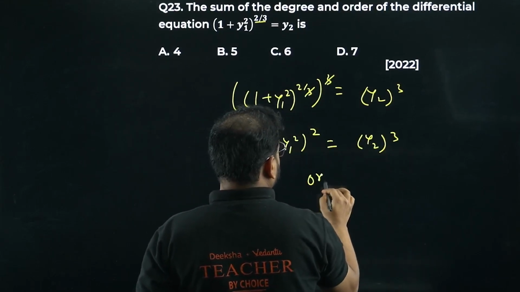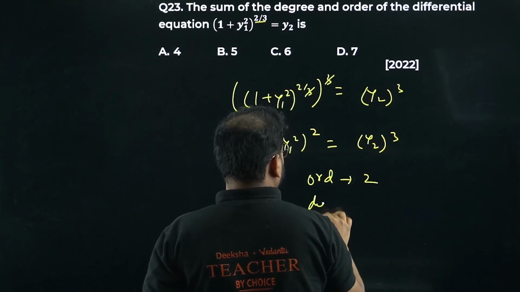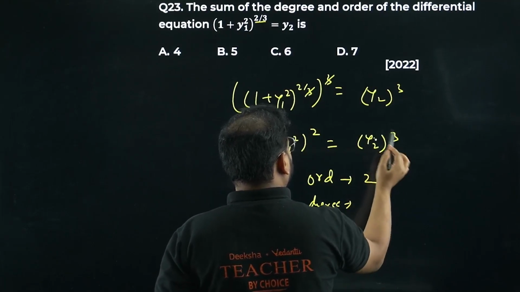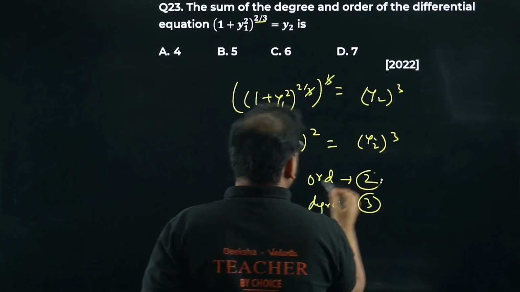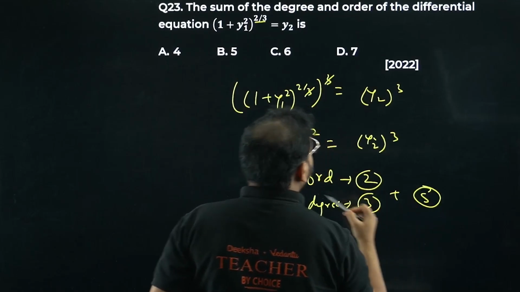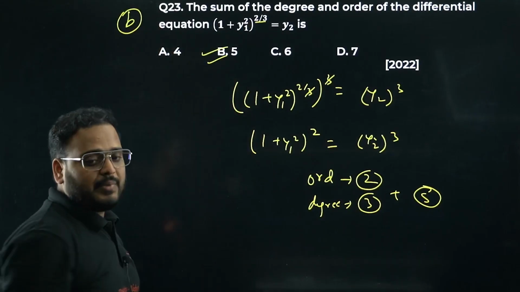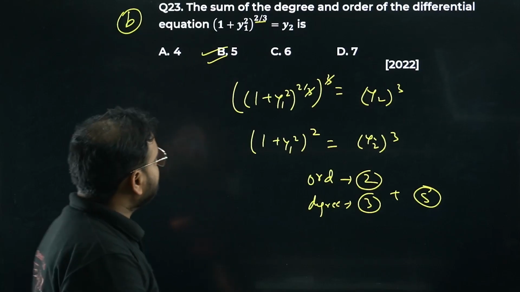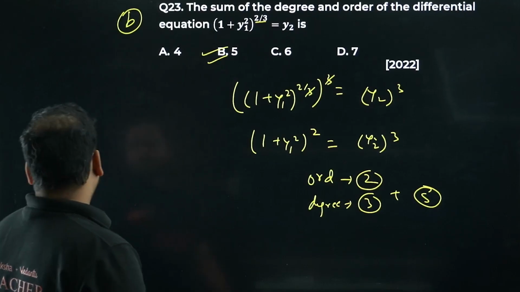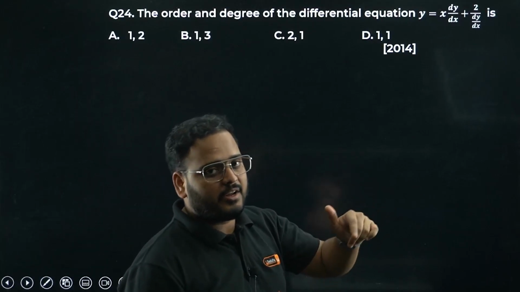So your order, please check, your order is the second derivative, so 2. Degree, please check, highest power of the order, 3. What are they asking? Sum. That's 2 plus 3. Answer will be 5. Option B is correct. Chaliye, 23 is done. 24 now. We're looking for the sum and product of the order and degree. Order was 2.